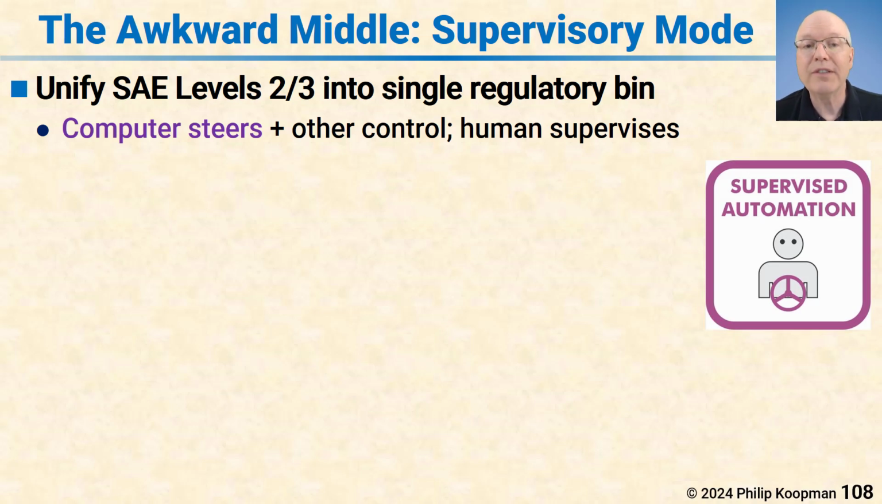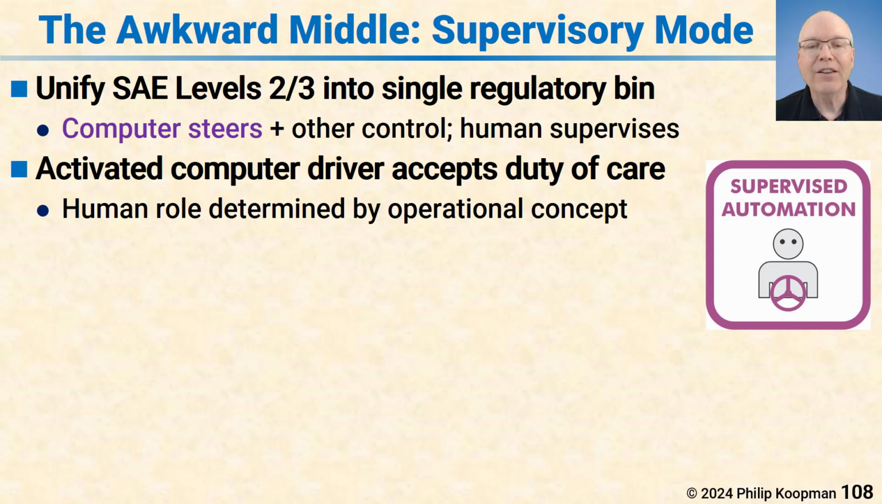So here the computer is steering, and it's probably also controlling speed and so on, but steering is the bright line difference between whether it's in supervisory mode or conventional mode, and the human's supposed to supervise. When it accepts control of steering, the computer driver accepts the duty of care, and the human role is determined by the operational concept. The manufacturer can tell the human to do whatever they want. They can say pay attention, they can say take a nap, but we don't really care because the manufacturer has the duty of care, and it's up to them to make sure the human's doing whatever's expected of them, which will vary depending on the vehicle and the feature.